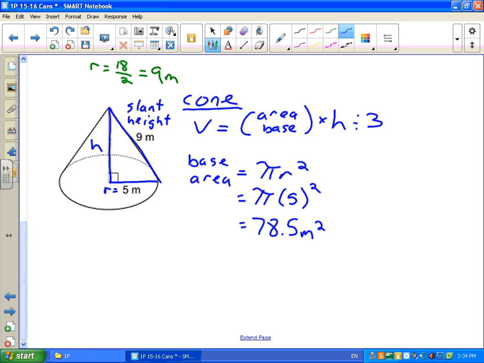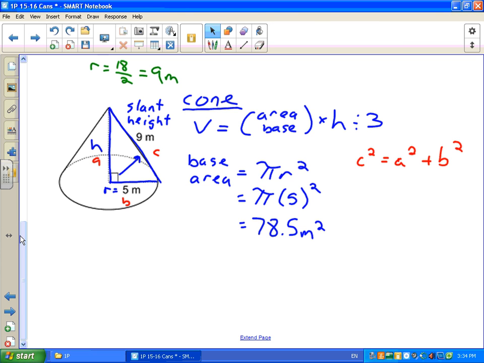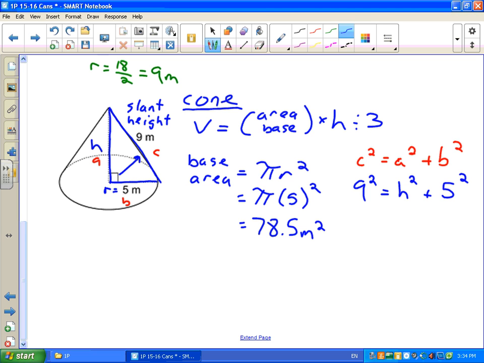Fortunately, what we see outlined in blue there is a right-angled triangle. So we can use the Pythagorean theorem to figure out what our height is. So we label our sides again. If we're using Pythagorean theorem, we always think of these as C, A, and B, and we want to use C squared equals A squared plus B squared. So we can put in our numbers here. Our C is 9 meters, so we're going to have 9 squared. A is our height, so we can put h squared. And B is the same as our radius, so we put in 5 squared.